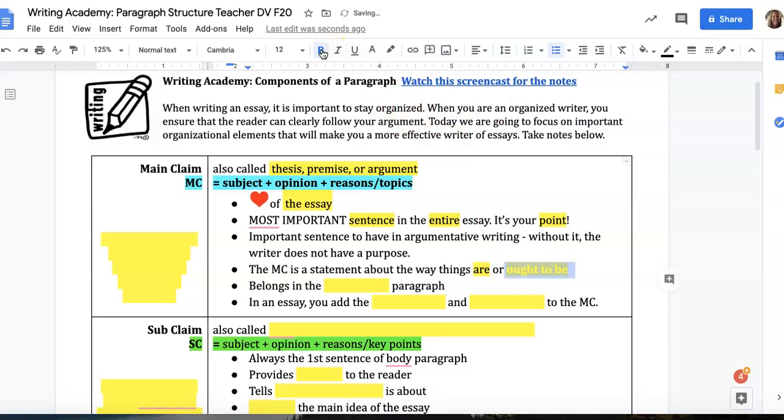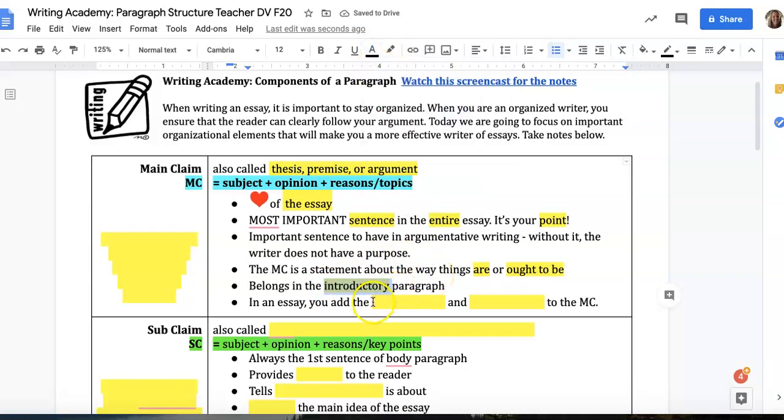Now, when you make that statement, you are actually providing your opinion, but you don't actually have to give your opinion by using the word I. You can just make a statement as if you are the authority figure to know what your main point is, okay, what your purpose is. Also, the main claim always belongs in the introductory paragraph.